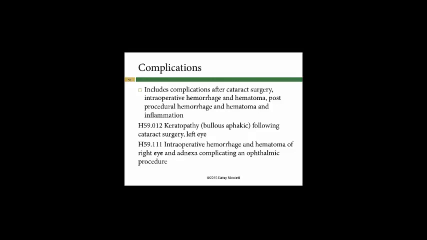Here's another one, H59.111, intraoperative hemorrhage and hematoma of the right eye and adnexa, complicating an ophthalmic procedure. So when we have an intraoperative hemorrhage, we know we're also going to have some codes for postoperative hemorrhage. So if we have a post-procedural hemorrhage, there's a different set of codes for that in the H59.31 subcategory.